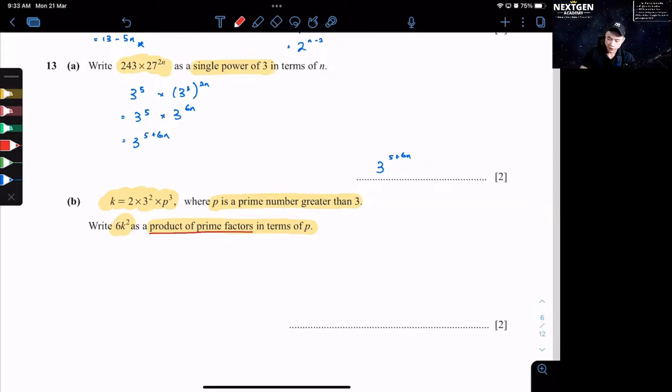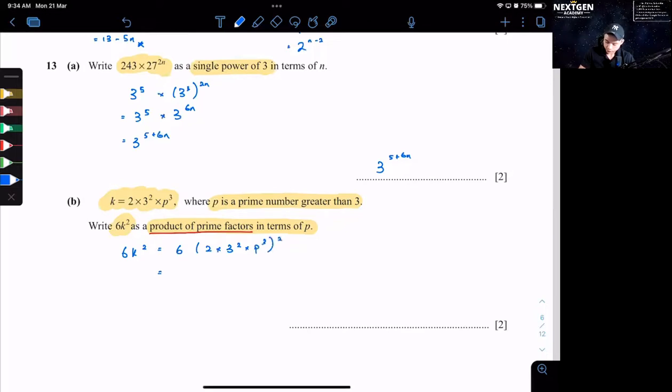So if you can see here, this is already prime, right? A prime factor 2, 3, p, we don't know what it is. Do we need to find? Don't need, because they ask us to find in terms of p. So how do I do this? 6k squared. So I need to replace my k with the 2 times 3 squared times p cubed, which would give me, let's write 6 first. 2 times 3 squared times p cubed, squared.